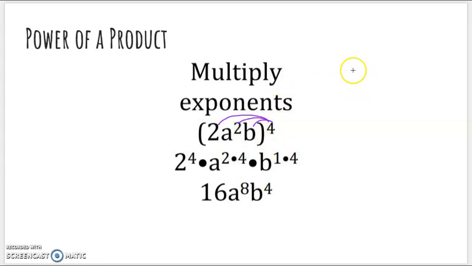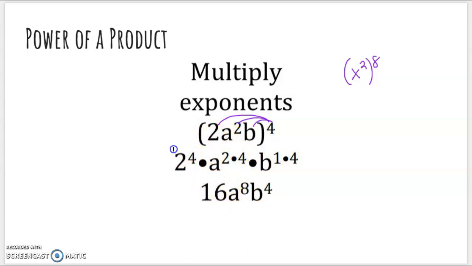That only works if you have a power, so like x squared to the 8th. I have an exponential expression to another exponent, so I have a power to a power, so I can multiply my 2 and my 8 together. And then you can simplify from there. A to the 8th now, b to the 4th, and then you can actually do 2 to the 4th in your head or in your calculator, and you get 16.